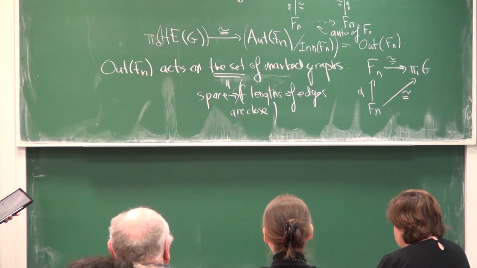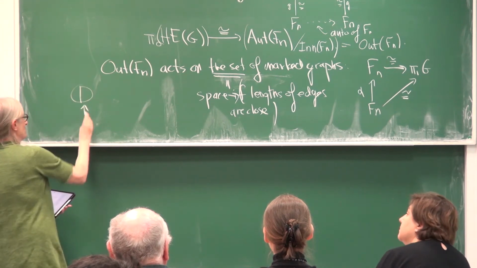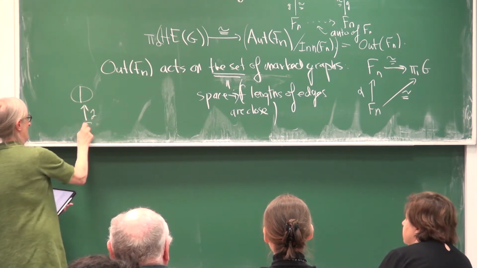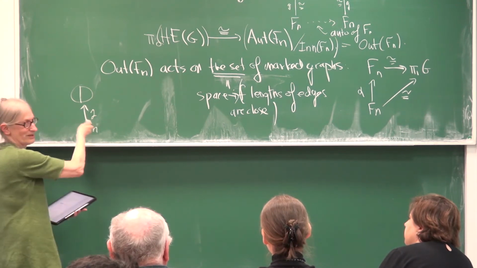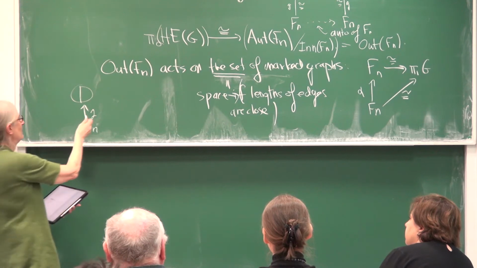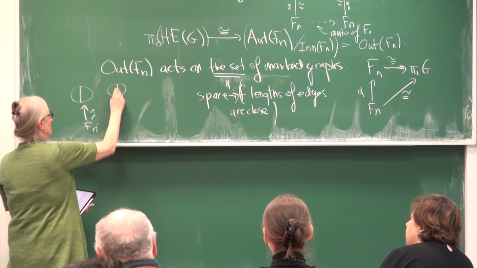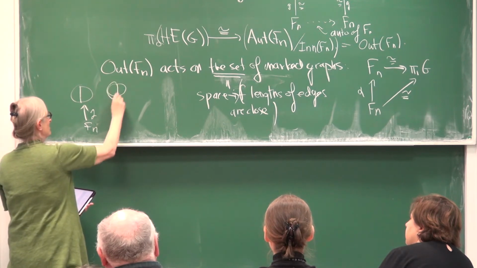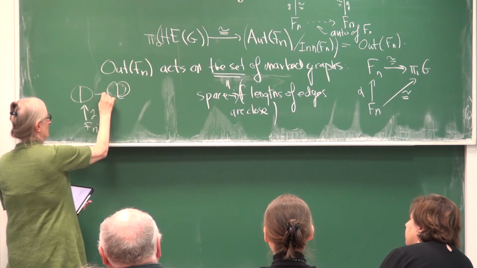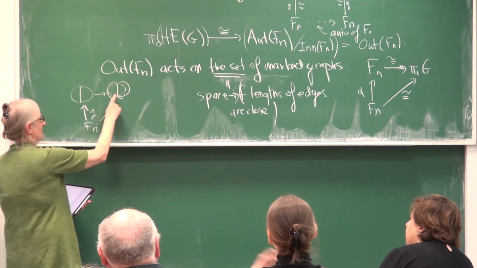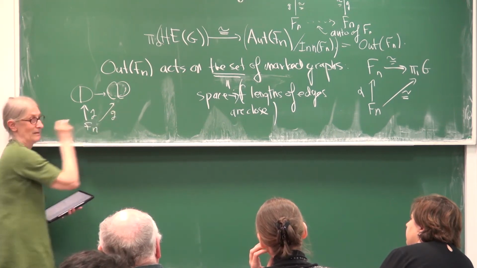What about markings? Well, if I have a graph, it comes with a marking. I can think of that as a homotopy equivalence from some fixed graph if I like. And then if I vary the edges a little bit, make the center one a little bit shorter, then that's close by. But it has to be the same marking.